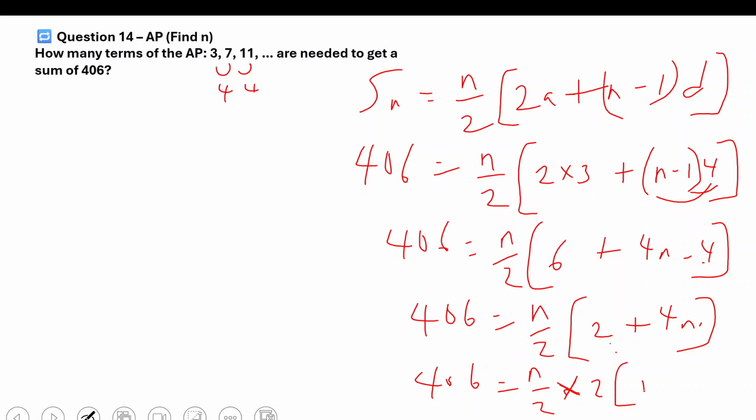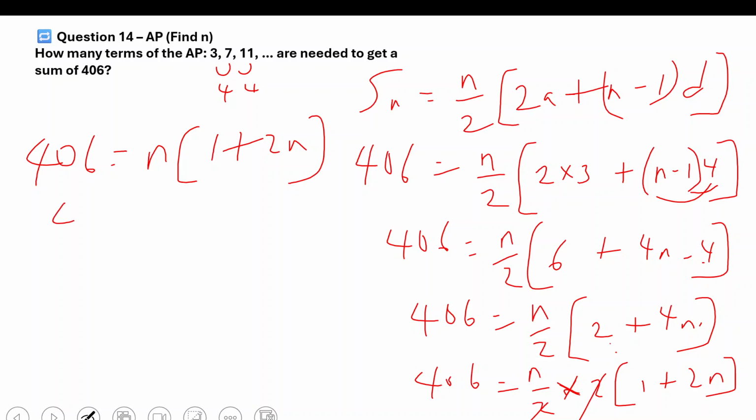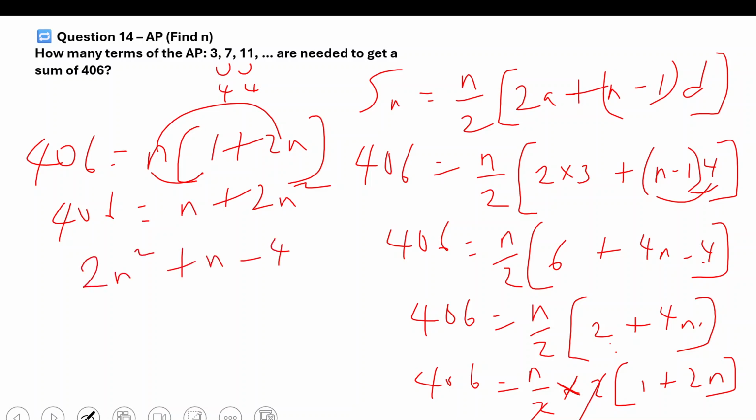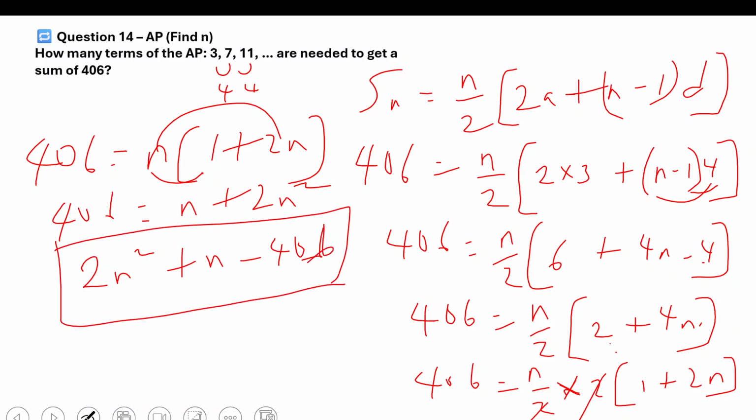So what's left inside is 1 plus 2n. So 2 cancels 2. So I have 406 equals n, open bracket, 1 plus 2n. And 406 is equal to n times 1, which is n, plus n times 2n, which is 2n squared. So I'm getting 2n squared plus n minus 406 as the quadratic equation. So I'm going to be solving this and we're getting a solution.